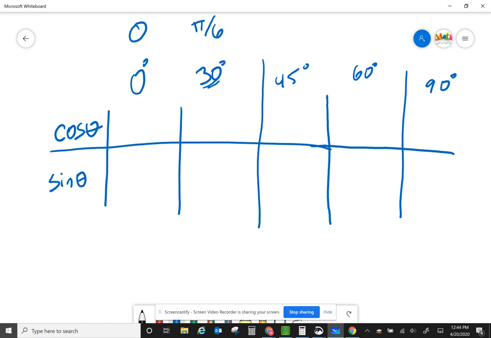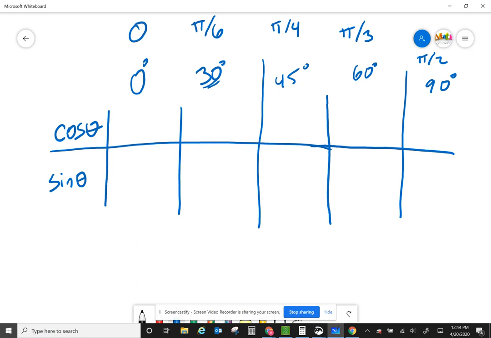Now 45, I'm going to call this pi over 4. Isn't that 180 divided by 4? It gives me 45. Now 60 degrees in radians is pi over 3. Once again, 180 degrees is 1 pi. Now 90 degrees, I'm easily going to call pi over 2. So if you're dealing with degrees, I'm dealing with 0, 30, 45, 60, 90. If you're dealing with radians, 0, pi over 6, pi over 4, pi over 3, pi over 2.